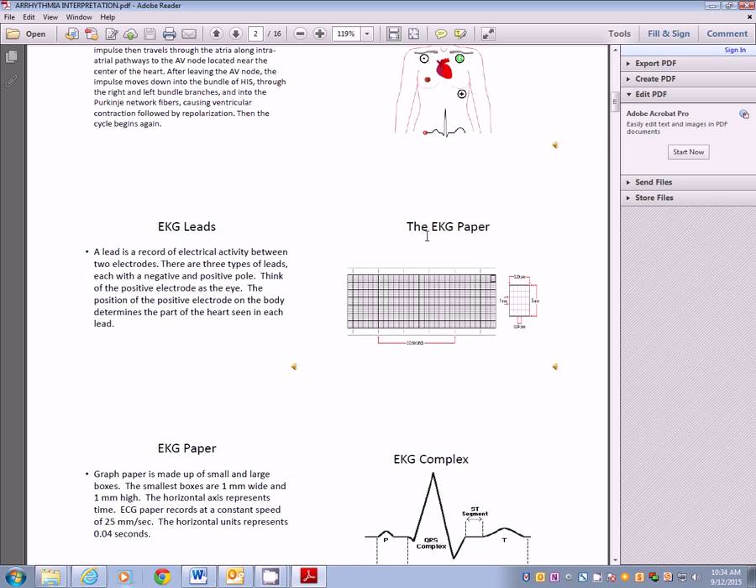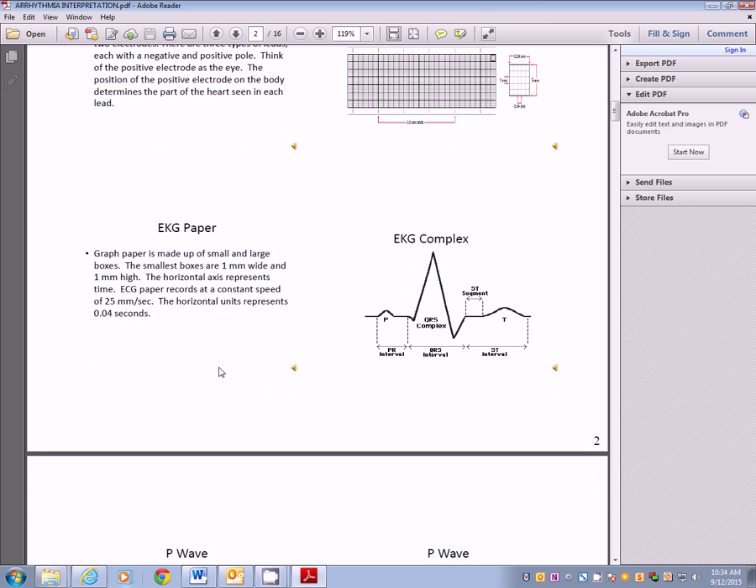So if you don't understand something about the actual EKG paper, let me know. The EKG paper is made up of small and large squares again. The smallest is 1 millimeter, 1 by 1. The horizontal axis represents time. It records at a constant speed, and the horizontal unit represents 0.04 seconds.